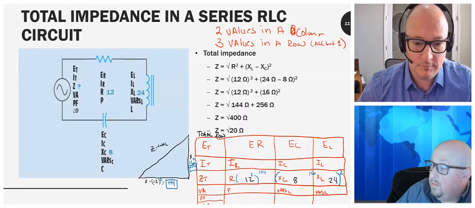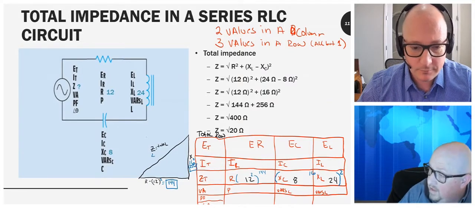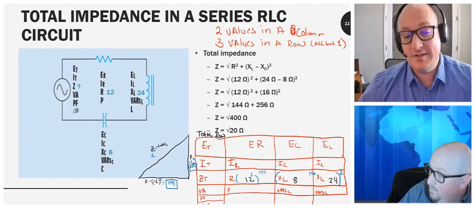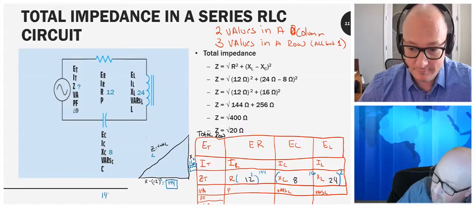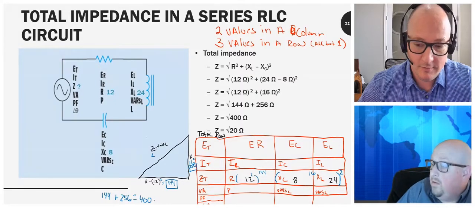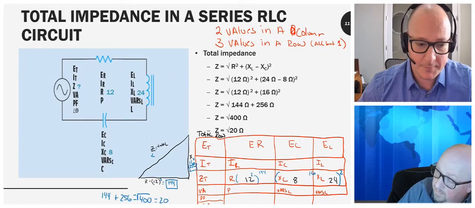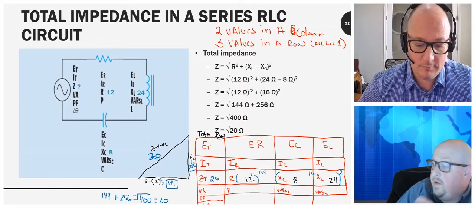So I could just do a squared plus b squared equals 400. Is that what that is? No, that's a squared plus b squared, and then to get c, you've got to take the square root of 400. So I take my 144 plus my 256 and I get 400. And now I just take the square root of 400 and I get 20. So that's how I got to 20.